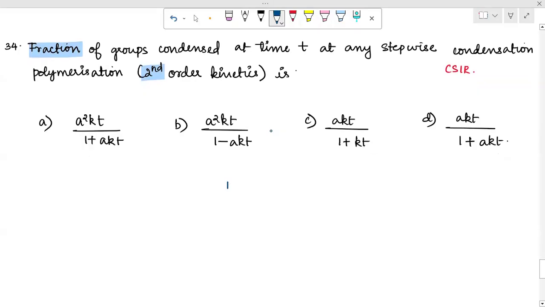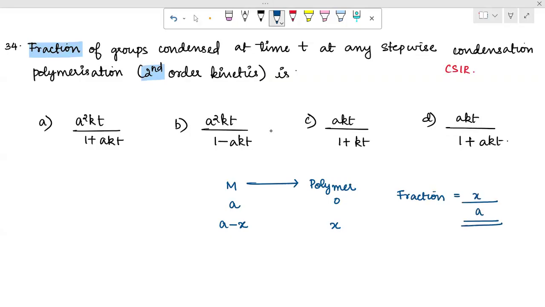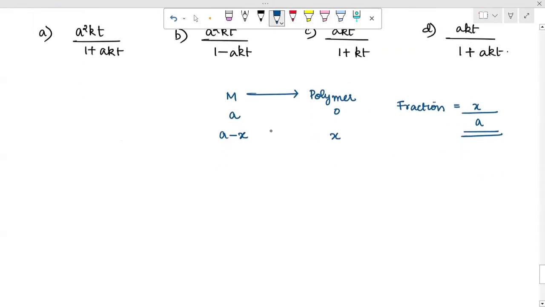So what is given? There is some monomer which condenses to form the polymer. There's a condensation reaction. So initially, let's say it was A and 0. Finally, some amount of the monomer will condense to form the polymer. They don't want the amount of the polymer formed. They don't want the value of X. They want the fraction of groups condensed. So that is very important. Fraction means it is always the amount of polymer formed divided by the initial concentration. So this is the value that you have to get. That's all. Now you can do it on your own.